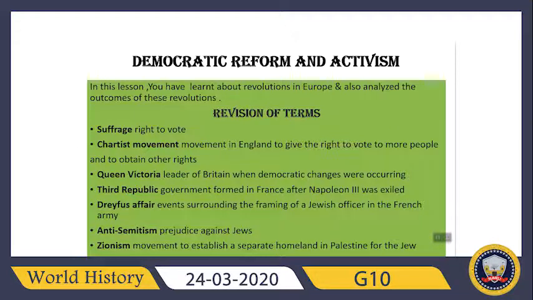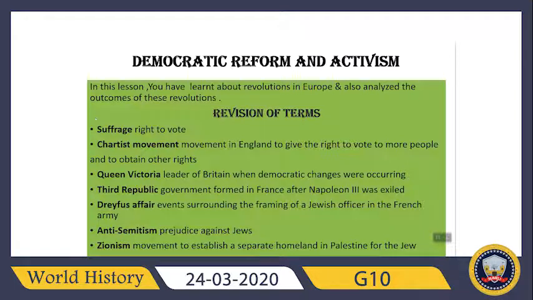In this lesson you have learned about the revolutions in Europe and also analyzed the outcome of these revolutions. A few of the terms we will revise, and this will help you understand the topic more. The first term we covered in the lesson was suffrage. Suffrage basically means the right to vote. If you remember, in Europe there were some revolutions and the parliament passed a law, and that law gave suffrage, the right to vote, to many in the middle class.